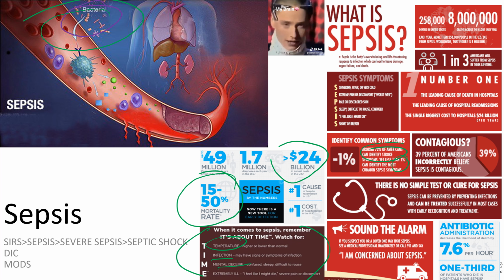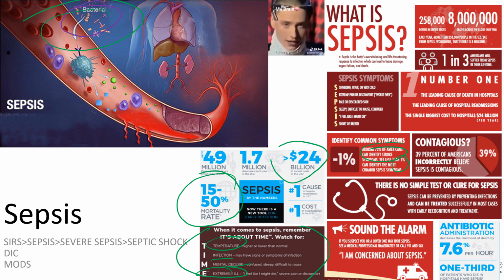Are they altered? Are they not like themselves, right? It might be a stroke, but usually strokes have focal deficits. Like, I can't move my right arm, I can't speak, I peed myself. These are focal deficits, right? Whereas sepsis is a generic encephalopathy, a generic decline in mental status, right?